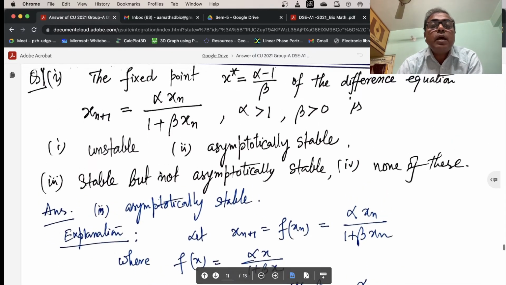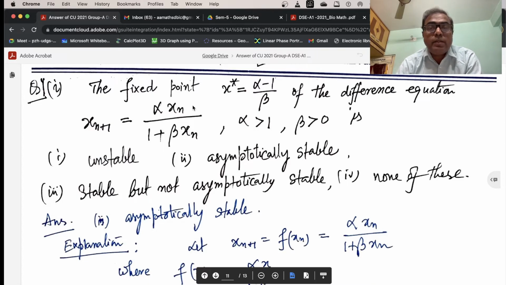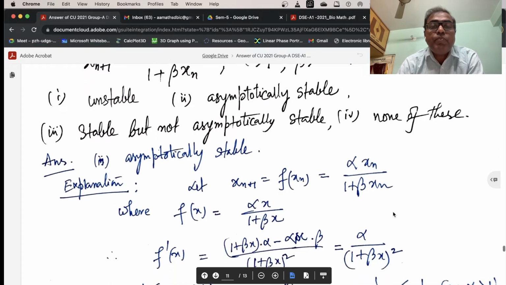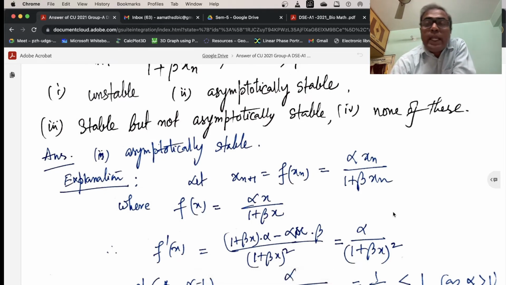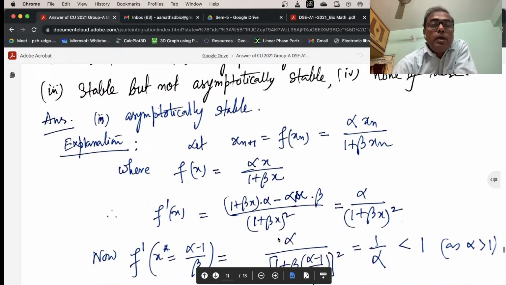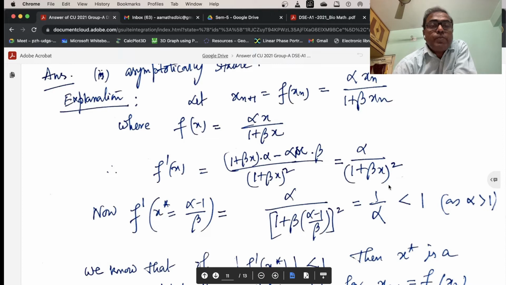Explanation for this question: here x(n+1) equal to alpha xn/(1 plus beta xn), and this right-hand side function we call f of xn. So x(n+1) equal to f of xn, where f of xn is alpha xn/(1 plus beta xn). We can omit the suffix n and write f(x) equal to alpha x/(1 plus beta x), and then f dash x equal to alpha/(1 plus beta x) whole square.